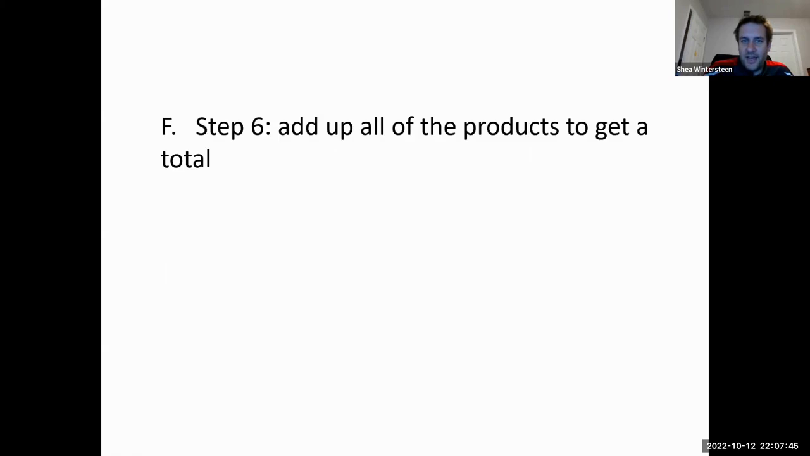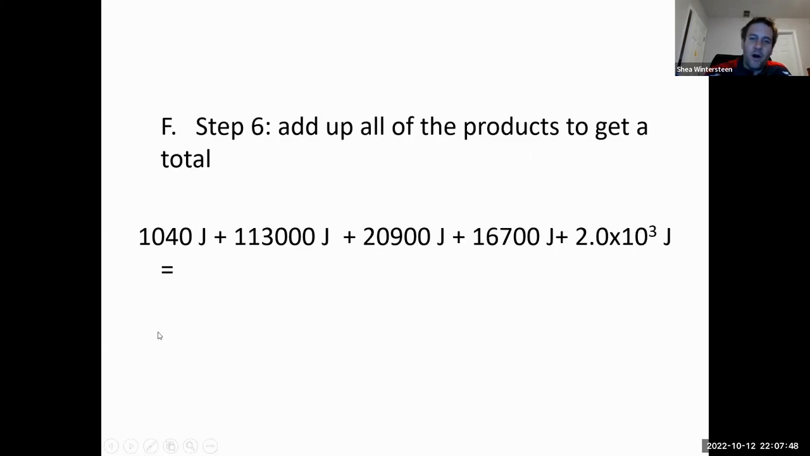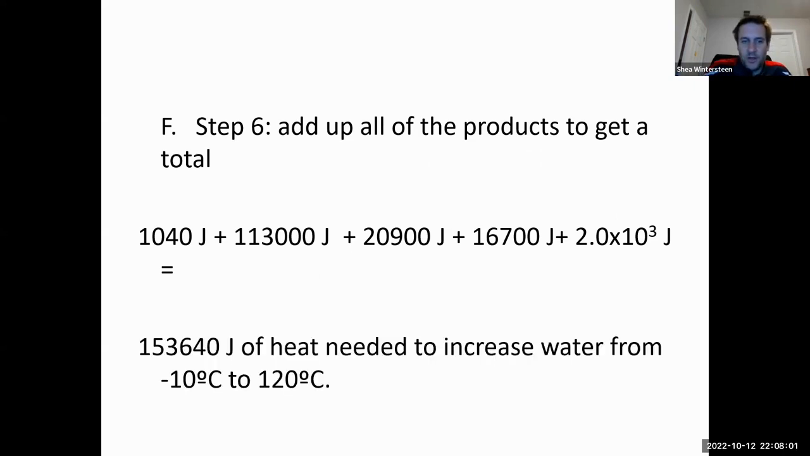Now, we made it to the end, but we still have to add up all of the 5 sections we went through to get the total energy it took to go from that ice cube to a warmed up steam or gas phase of the water. And so that takes 153,640 joules of heat to go from negative 10 degrees Celsius to 120 degrees Celsius. Now, that was like the basic of the problems.